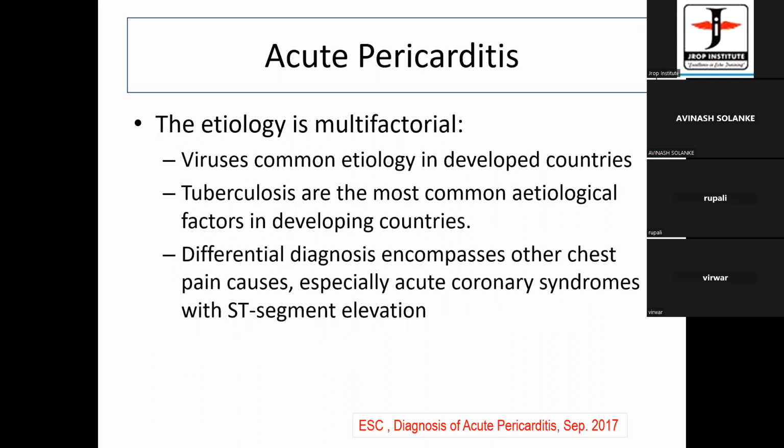Etiology is multifactorial, and we have seen this many times during the last 3 years of our practice. Viral causes. Tuberculosis is still quite common in our country. And the differential diagnosis covers various things, as we can develop pericarditis for many reasons. All of us understand why we develop pericarditis in other conditions also.